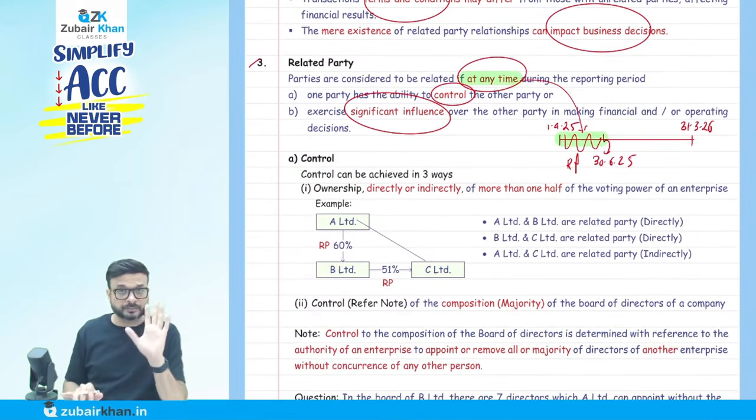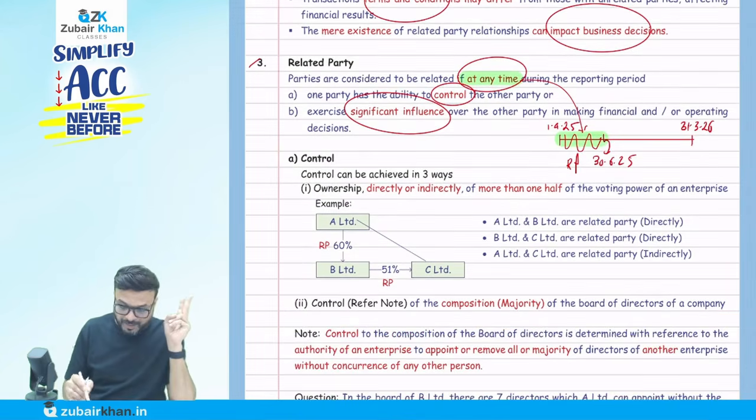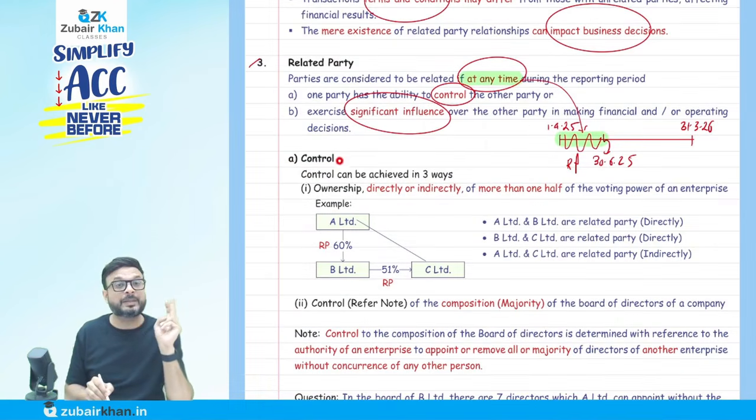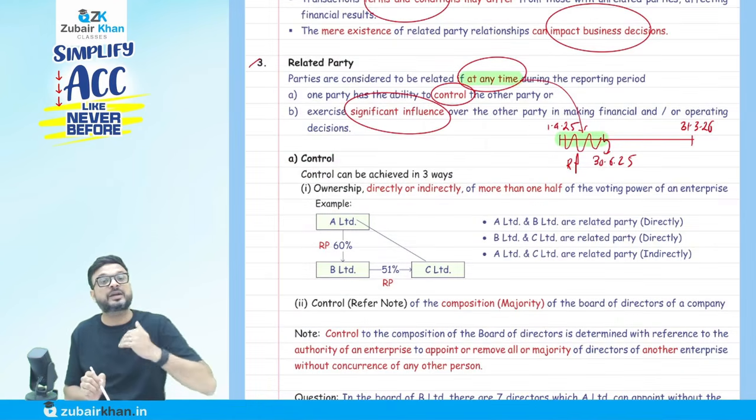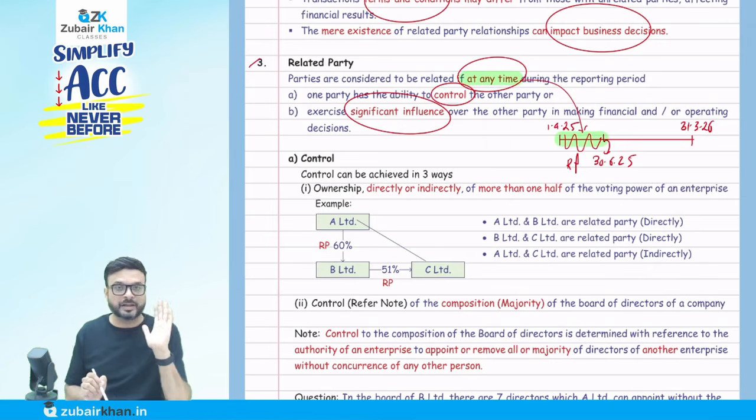Now, two terms are important. What do you mean by control? I will explain it in detail. What do you mean by control here? There are 3 ways in which control can be achieved, and we are going to call them related parties.